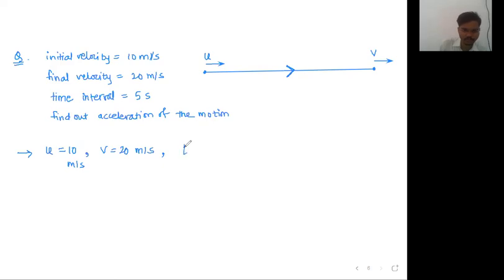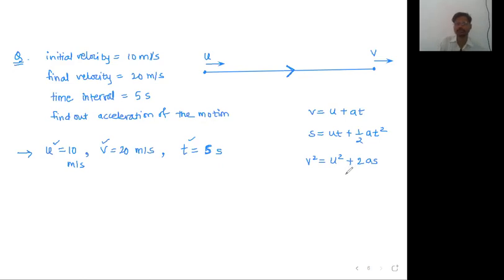The time required for the motion is given as 5 seconds. Next, write the equation which contains initial velocity, final velocity, and time. We have three equations. First is v equals u plus at. Second is s equals ut plus half at square. Third is v square equals u square plus 2as. These are the three equations that we have.